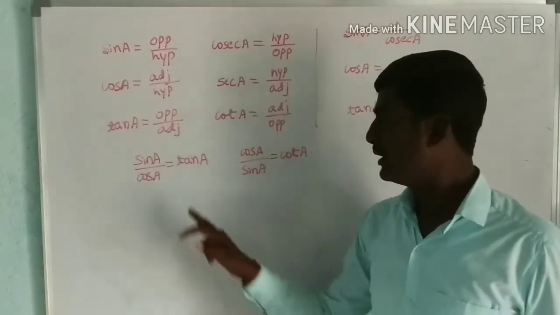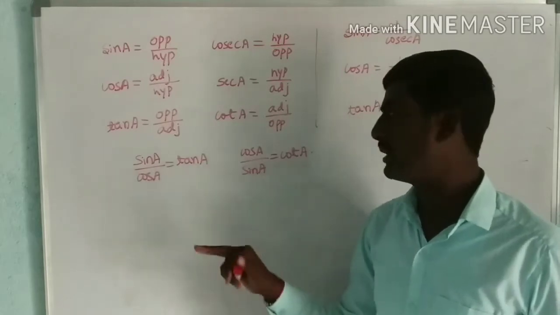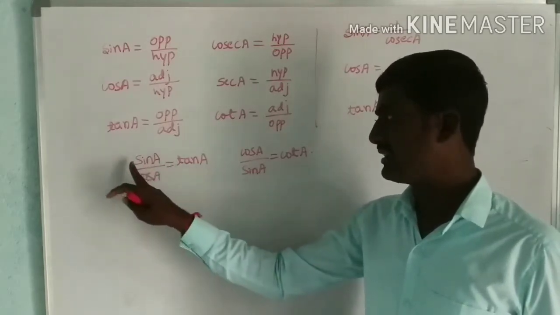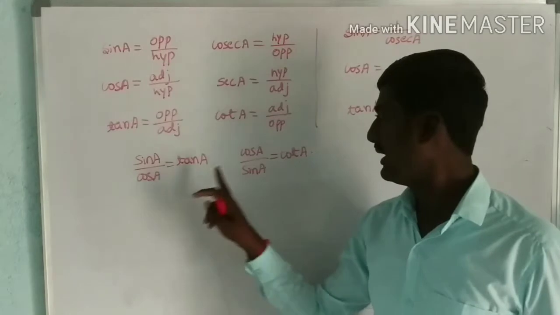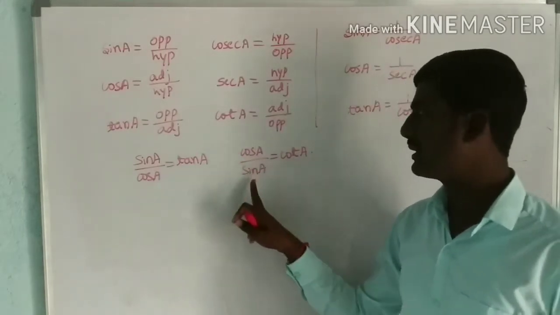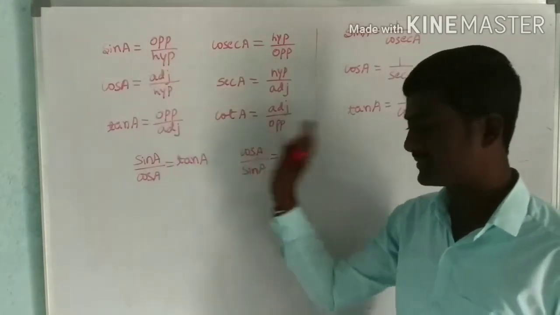Including these, we know these two formulas also. So tan A I can write as sin A divided by cos A, and cot A I can write as cos A divided by sin A. We have to remember all these.